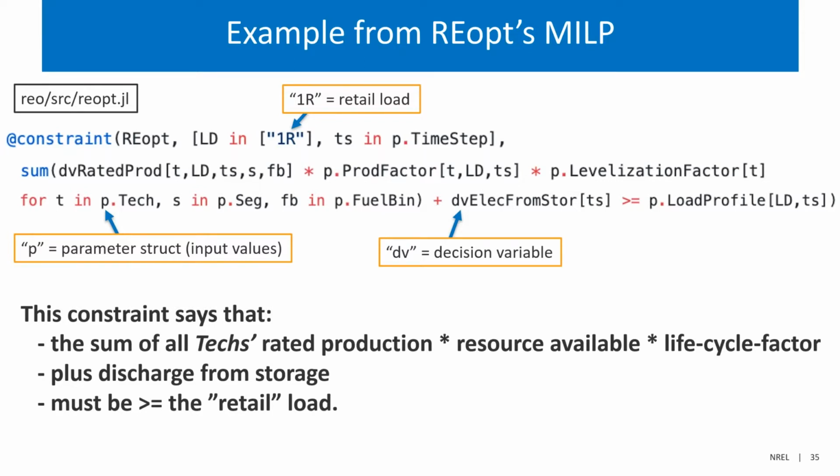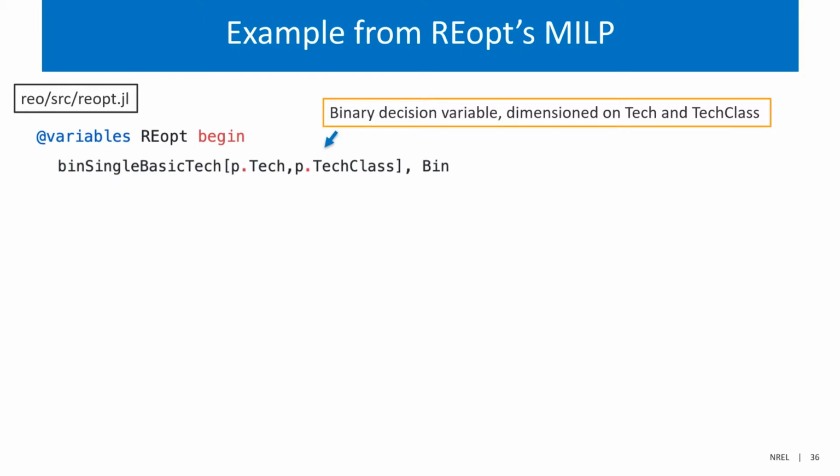I next wanted to show an example of a binary constraint that relates to the net metering, or one of those market constraints that we're modeling within REopt Lite. So here we're declaring a binary decision variable prepended with bin, so binSingleBasicTech. And this is an array of techs and tech classes. And so at this point, these are just those lists of strings that we saw before.